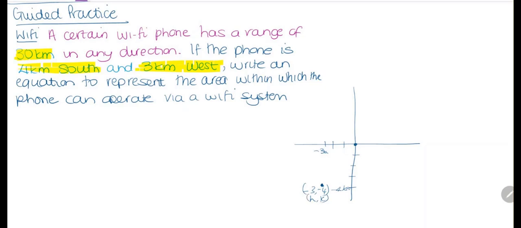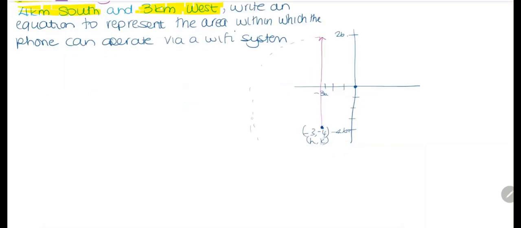Our radius, it says 30 kilometers. So from here, if we were to draw a circle, we would have a radius of 30 kilometers. This is going to go up. So let's label this at, let's say this is 26 right here. So this radius is going to go all the way up to about here. So we'd have a circle, not a very good circle, but we'd have a circle with a radius of 30. Let's just make that a bit better. So a circle with a radius of 30 kilometers.